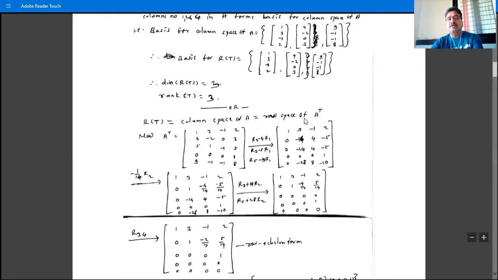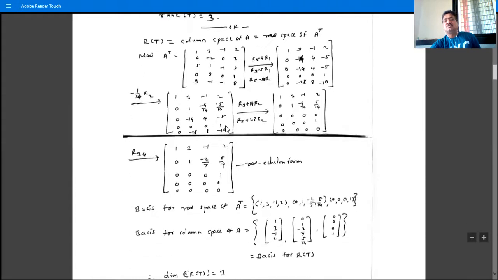And now we have to find the row space of A transpose. So this is the matrix, and we have to find its row space. And how can we find the row space or a basis for the row space? Reduce this matrix to row echelon form. So first reduce this matrix to echelon form.